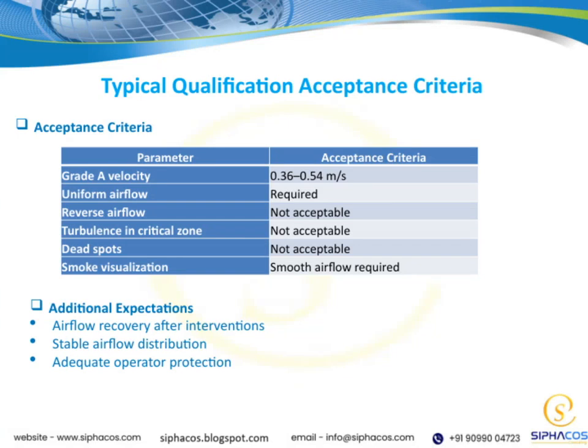Now, let's talk about the additional expectations we have for airflow in critical environments. After any intervention, airflow needs to recover quickly and remain stable. The distribution has to be uniform, no dead spots or turbulence allowed. Operator protection is key, so reverse airflow is simply not acceptable. We measure this with specific criteria, like maintaining a velocity between 0.36 and 0.54 meters per second, and using smoke visualization to confirm smooth airflow. These standards ensure safety and consistency.